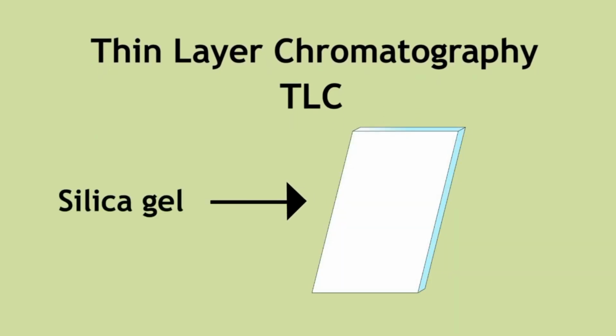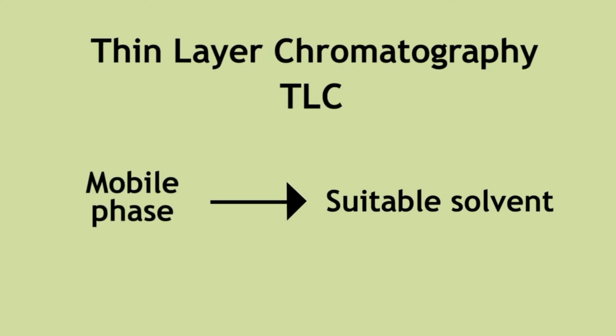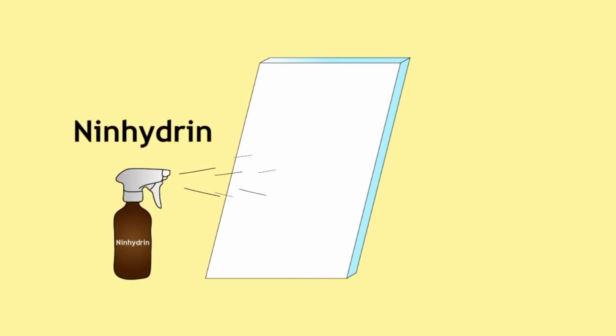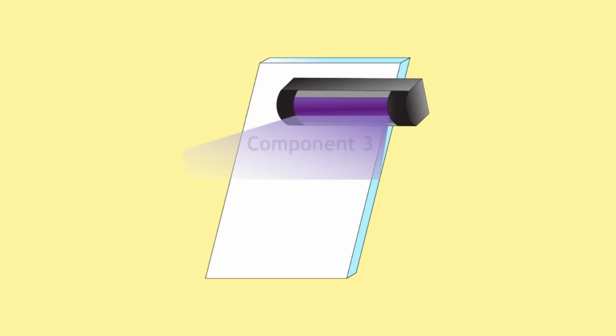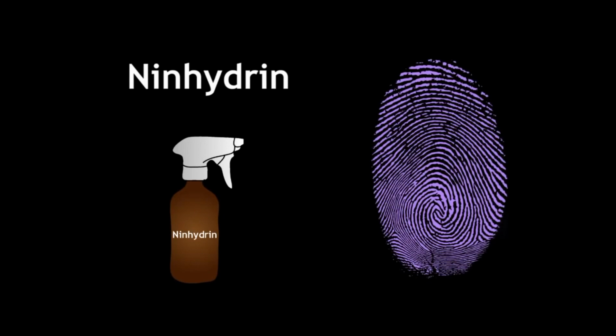Thin layer chromatography, or TLC, works in exactly the same manner. Instead of chromatography paper, a glass plate with a thin layer of silica gel or any other adsorbent material is used. This thin layer of adsorbent material is the stationary phase. A suitable solvent may be used as the mobile phase. If the separated components are colorless, the dried chromatogram may be sprayed with ninhydrin, which can turn some components purple, or the chromatogram may be viewed under UV light. Ninhydrin is used to detect fingerprints from a crime scene.